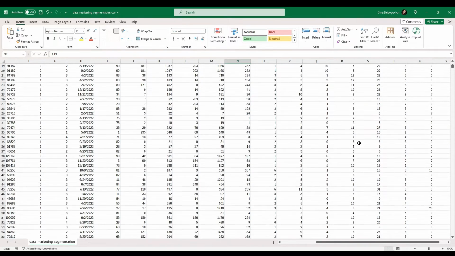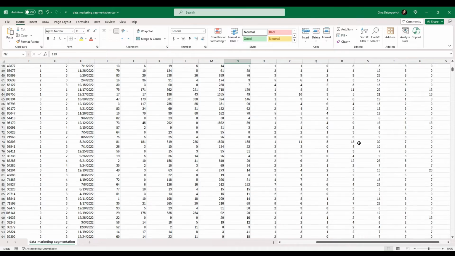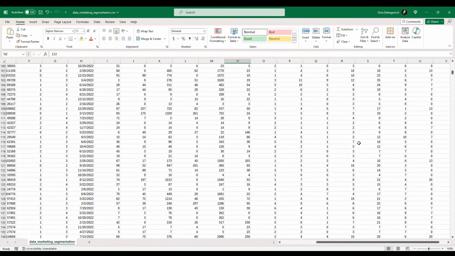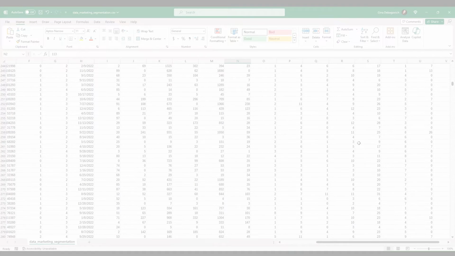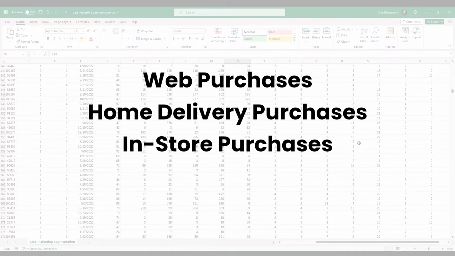This data is from 2022. We see that we have categories for our customer purchases in produce, meat, seafood, alcohol, and bakery. We also see how they make their purchases: web purchases, home delivery, and in-store.